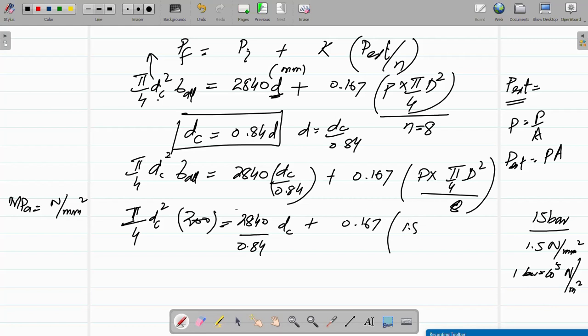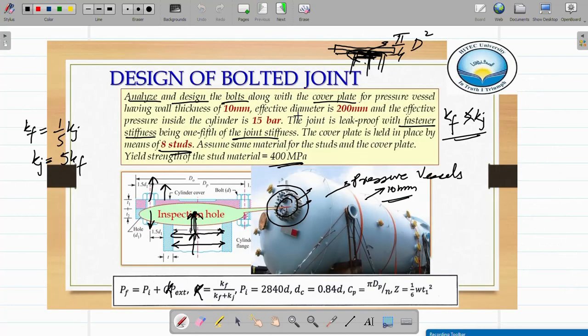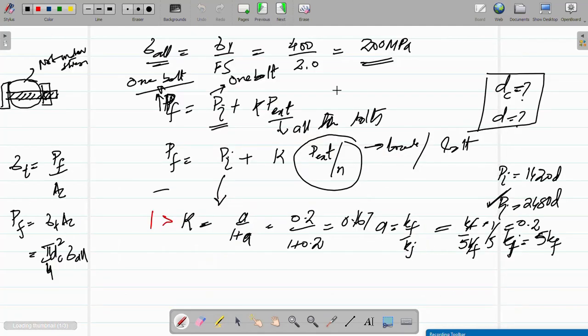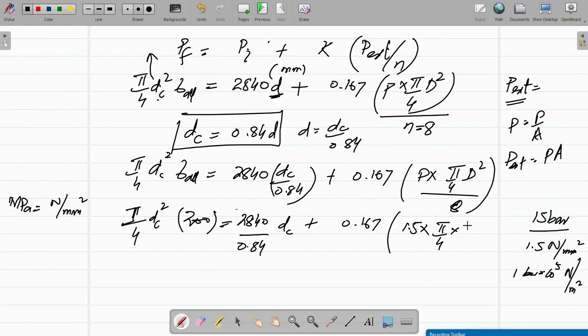So 1.5 into pi by 4. This D is the capital diameter, which is the effective diameter of the cylinder. As you can see here, effective diameter of cylinder is 200. So just use it in millimeters. 200 square divided by 8. I hope you have actually understood this. I hope.